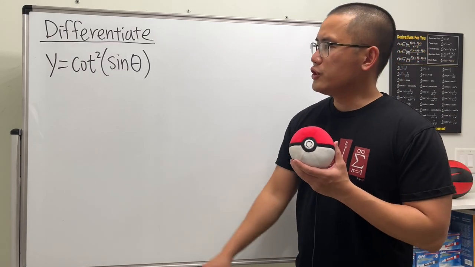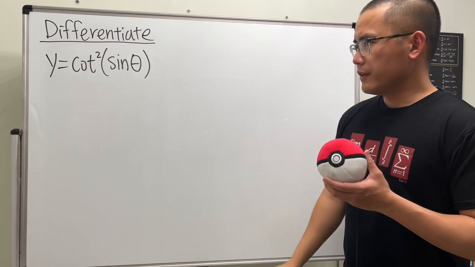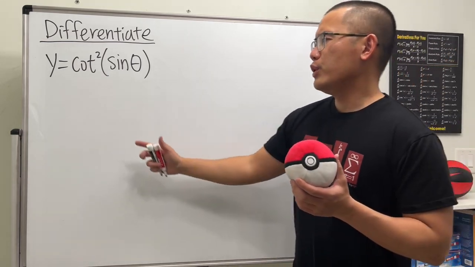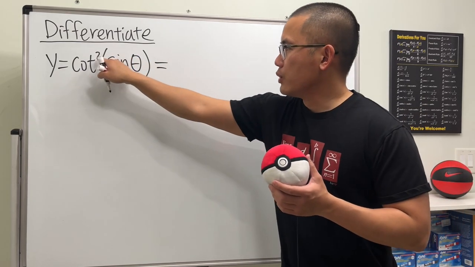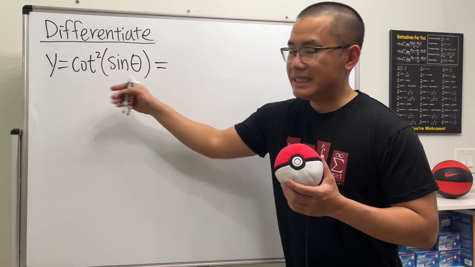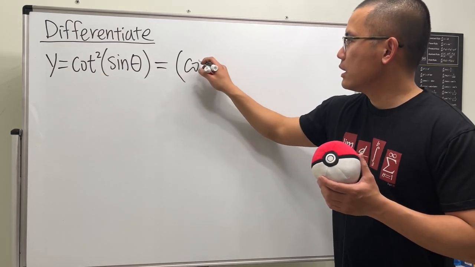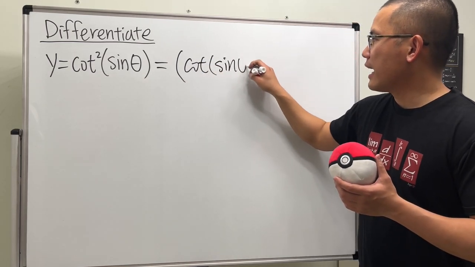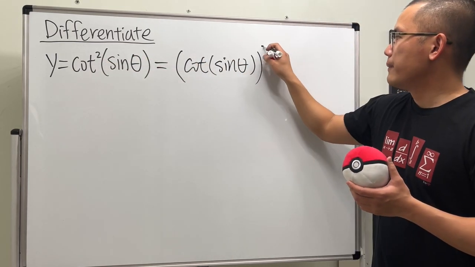Okay, we are going to differentiate cotangent squared, and then the input is sine theta. For this one, let's just practice without drawing the boxes and all that. But before we do anything, this right here means what? Remember, the 2 right here means that we have these things inside. So I'll put on a big parenthesis with cotangent, and then the input here is sine theta. And then on the very outside, we have this square, all right?